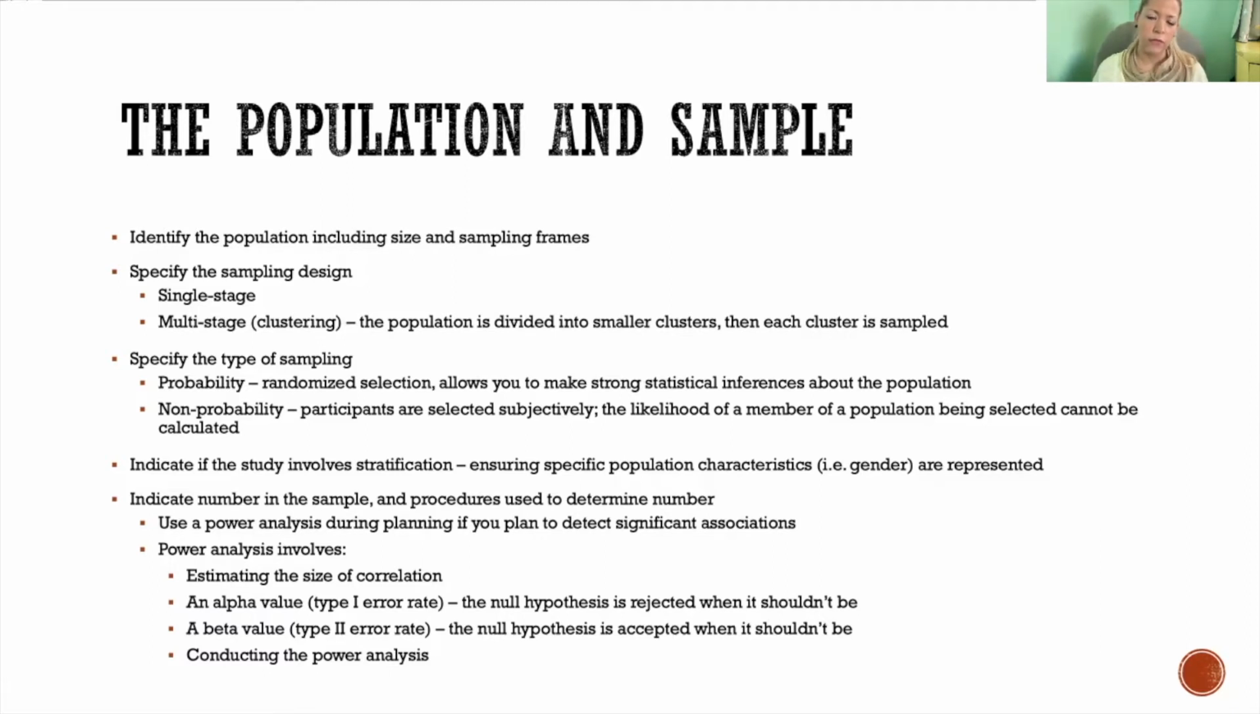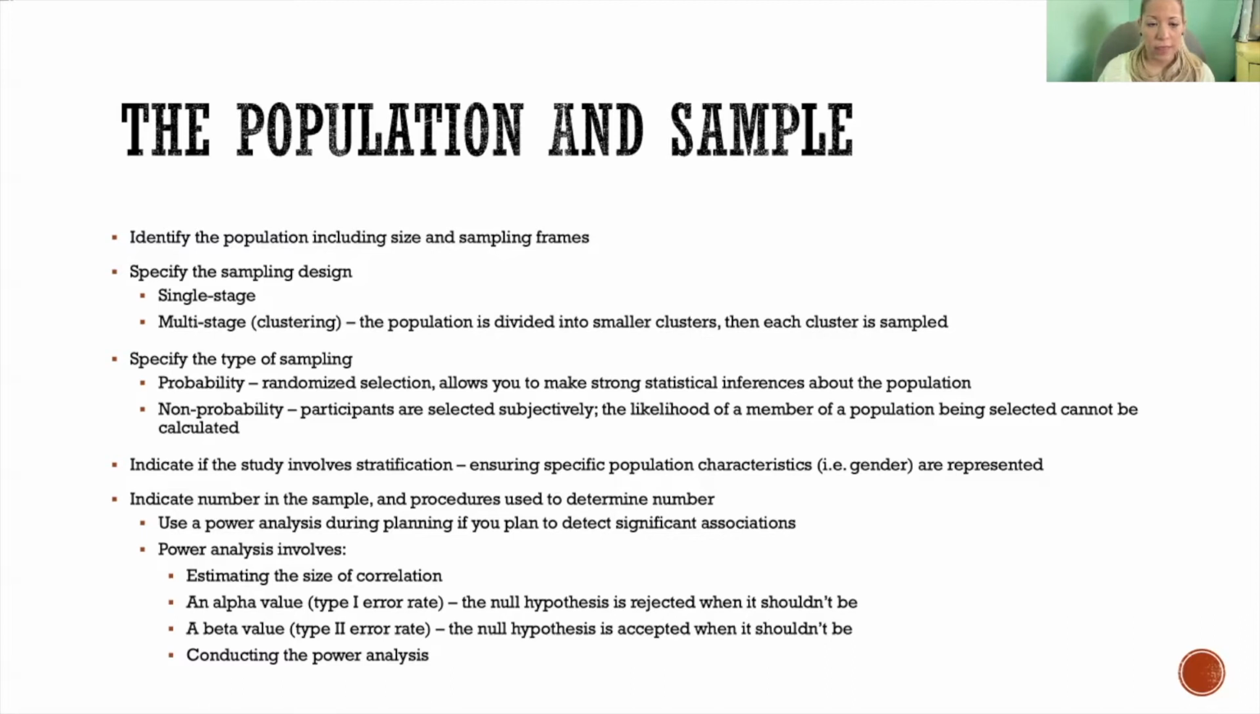Then you need to indicate if you're going to involve stratification in your sampling. So in some cases, it might be important to make sure that certain demographic groups are represented adequately in your sample. And if that's the case, then you might want to stratify so that you have different strata representing certain characteristics that you want to make sure are represented. So that could be like gender, socioeconomic status, language, different things where you want to make sure that you're getting adequate representation of different parts of the population.